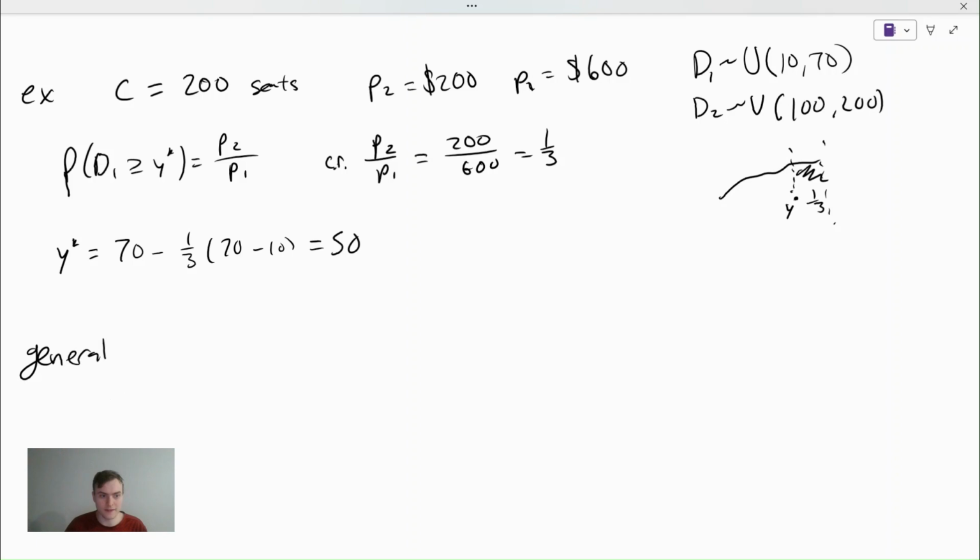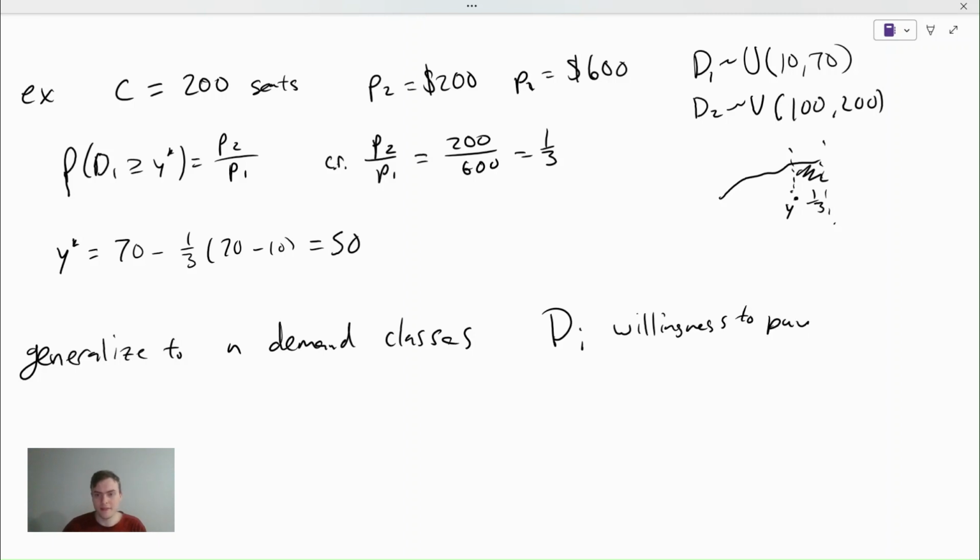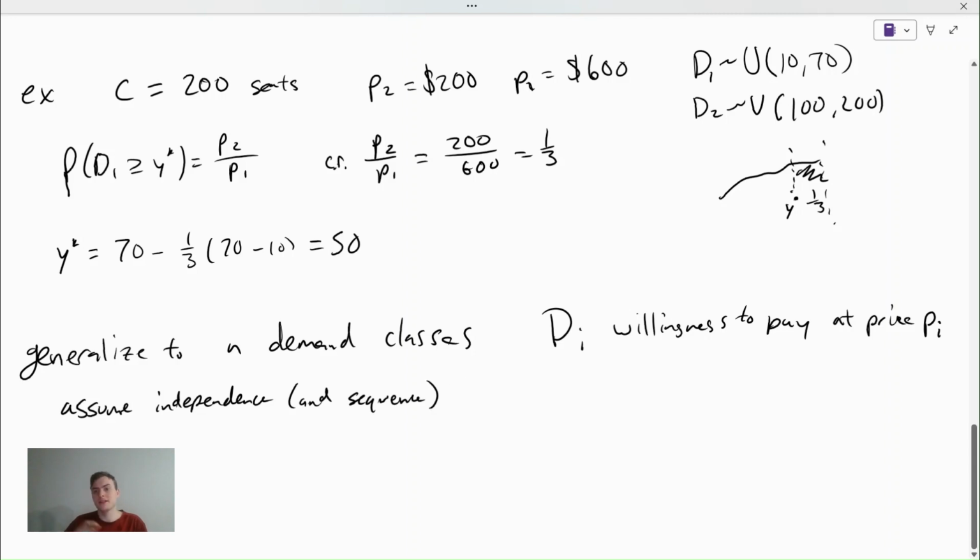So let's generalize to n demand classes of customers that are willing to pay different prices. Di is the demand distribution, or the willingness to pay, at price Pi. Last time we said they were conditional. Here, when we have many of them, we do need to assume independence. And of course, we still have a sequence of Di distributions, where the last one comes first, then the next one, then the next one, etc.